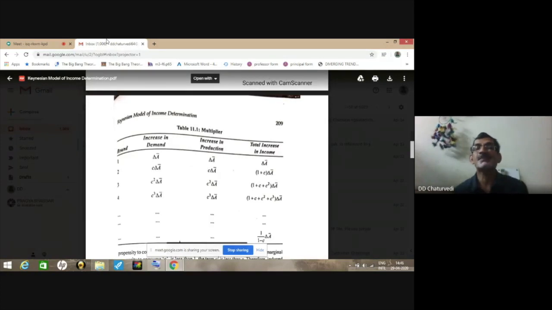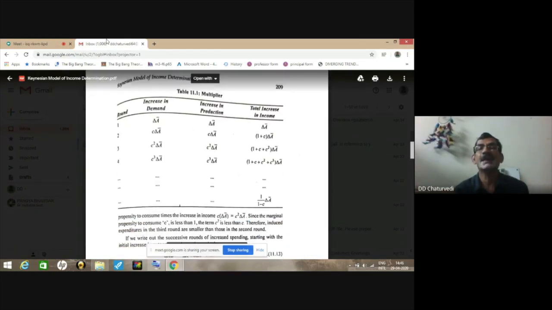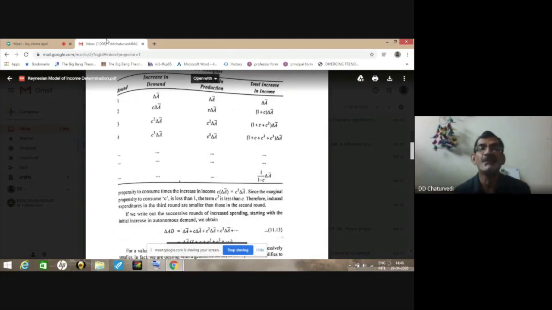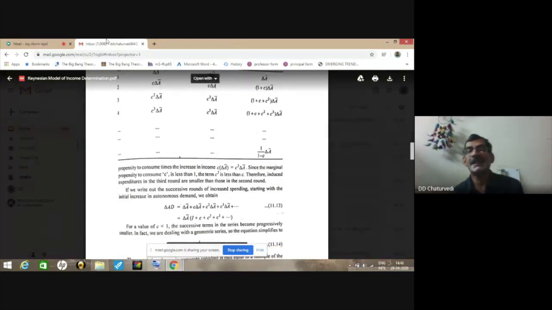And this is also explained through the fourth round in the cumulative form. And here, in order to get the total increase in income, we have to apply the formula of sum of infinite terms of geometric progression. And this is done in equation number 11.13. Delta A bar plus C into delta A bar plus C square into delta A bar plus C cube into delta A bar. So you can take delta A bar outside bracket, within bracket you will get 1 plus C plus C square plus C cube and so on.